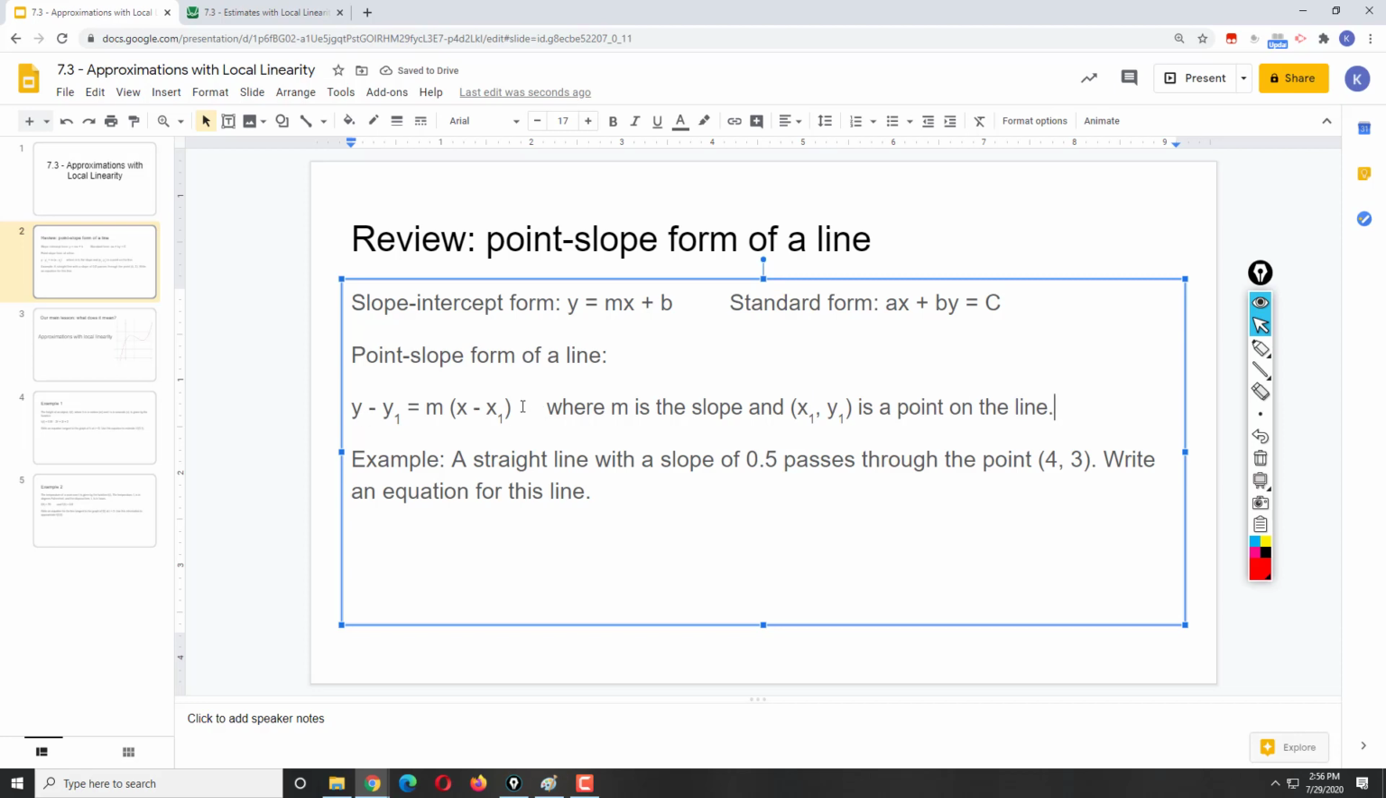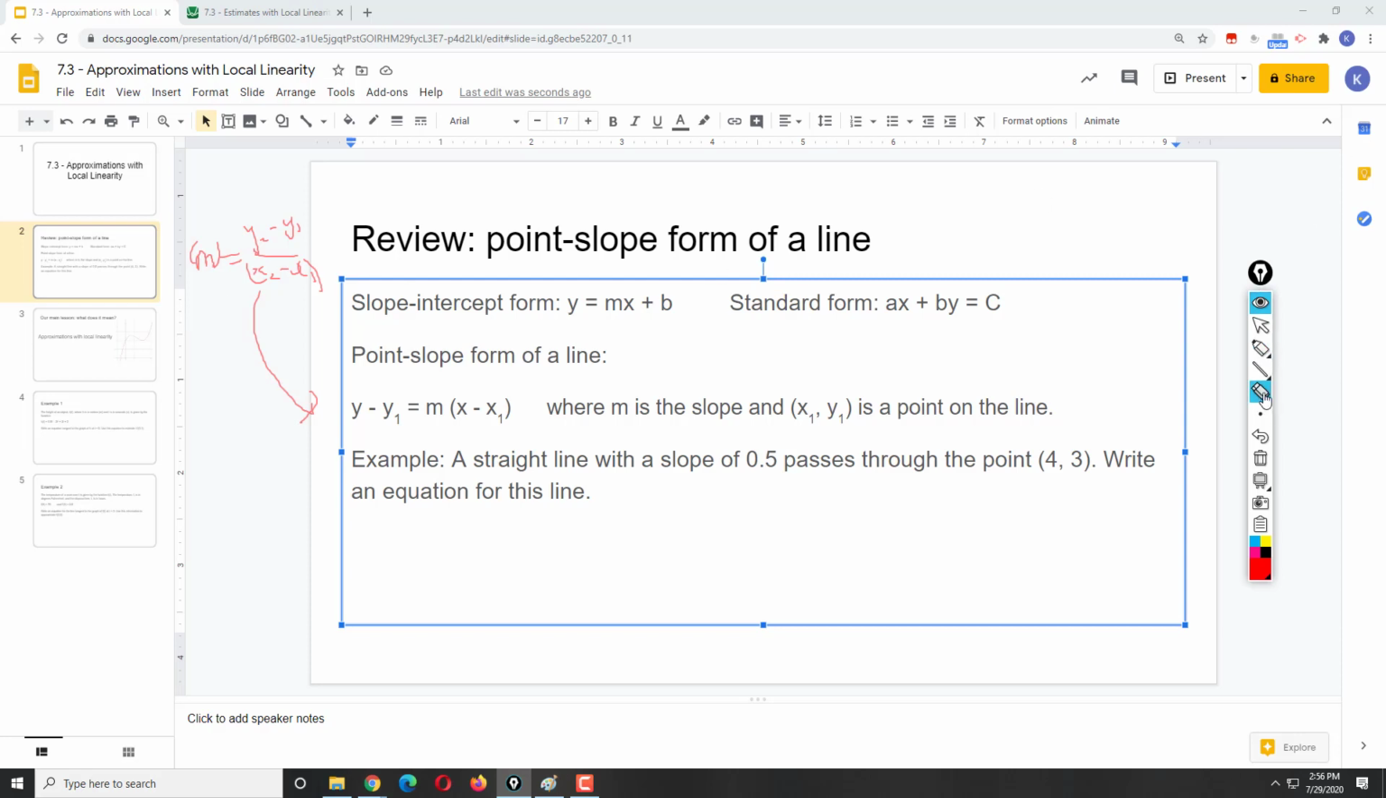And where does this come from? Well, you can get this from the slope formula. We know that the slope formula, one way to write it, is m equals y2 minus y1 over x2 minus x1. Multiply both sides by x2 minus x1, and we get this one. We're just generalizing x2 and y2 to x and y.